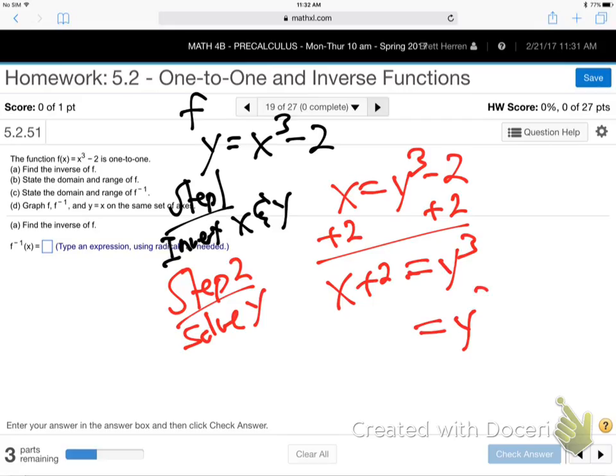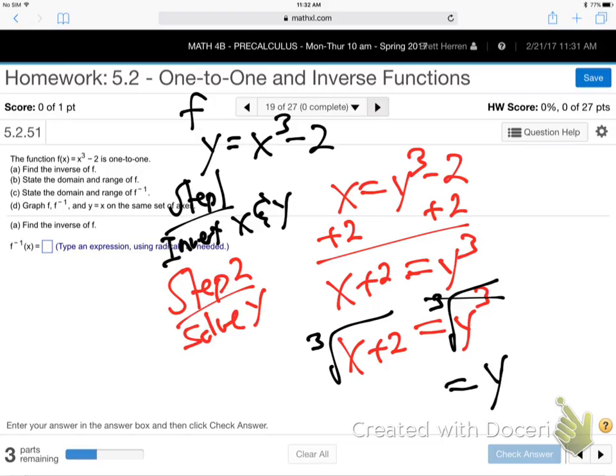What do I do to finish solving for y there? What do I do to get y, turn it into regular y? The cube root. But it cancels, and so that's just regular y equals the cube root of x plus 2.